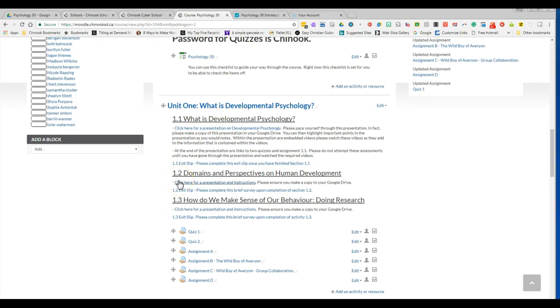You can see there are three sections: what is developmental psychology, domains and perspectives on human development, and how do we make sense of our behavior, or doing research. I park all of my assignments and my materials and everything in Moodle. However, I rely on Google quite heavily to create assignments, collaborate on work, and for you to be able to do assignments as well. And I'll show you what I mean.